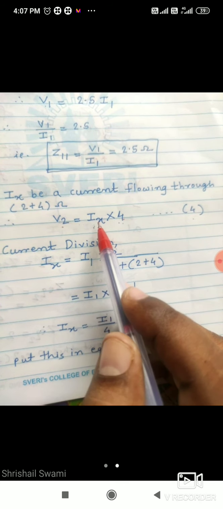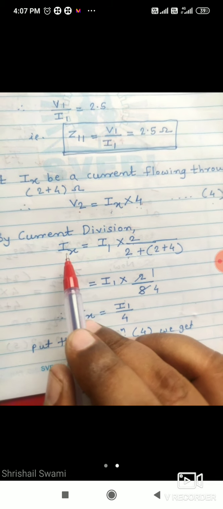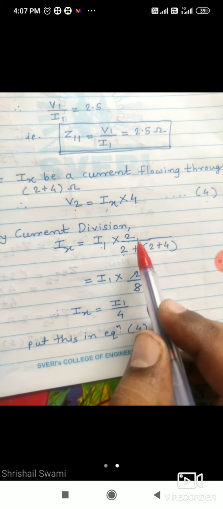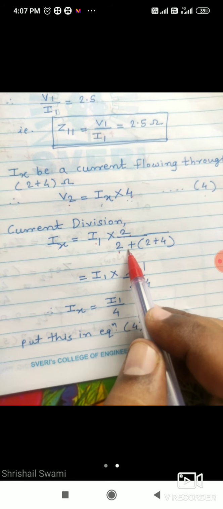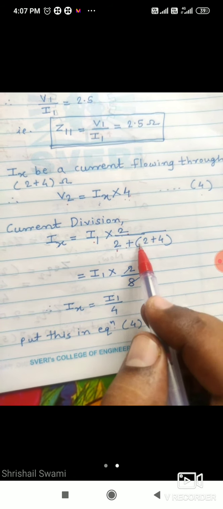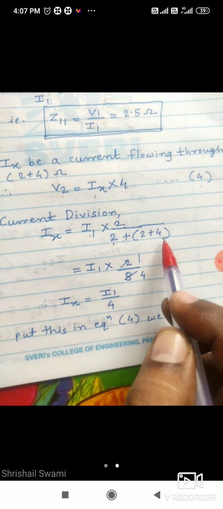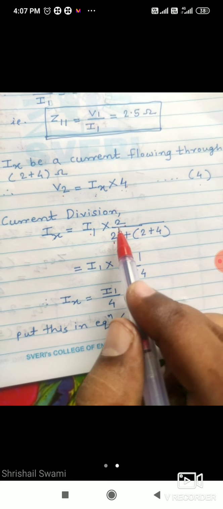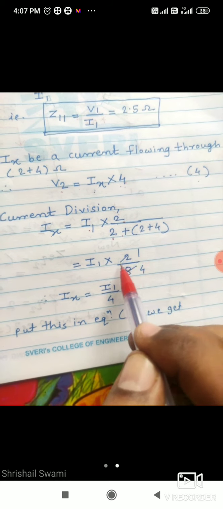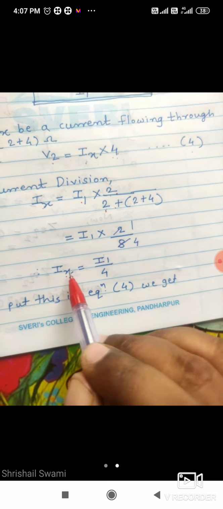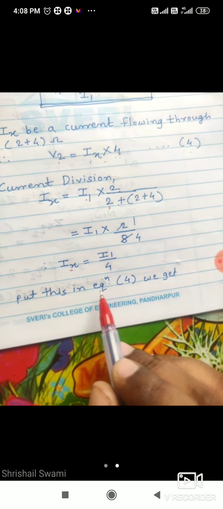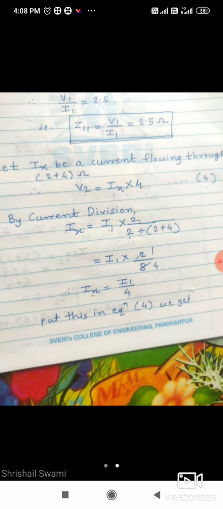So how to replace Ix in terms of I1, that you have to think. Now by current division, Ix is equal to total current I1 into opposite branch resistance, which is 2, divided by 2 plus the resistance of the branch through which Ix flows, 2 plus 4. So what will be the answer? I1 into 1 upon 4. That is Ix is equal to I1 by 4. Now put this Ix in the above equation. So put this in equation number 4, we will get. So what we are getting here?